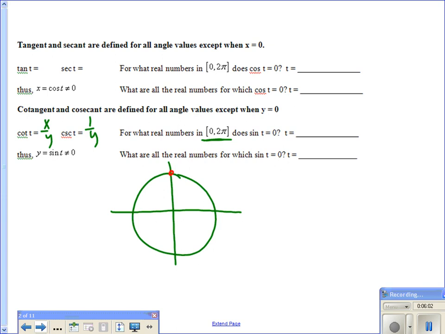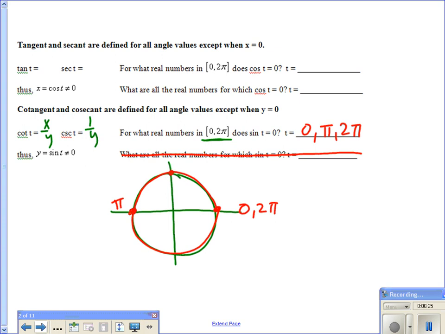Well, I know that my y value is 0 here and here, so this is 0 degrees, and then if we go all the way around to here, this is going to be pi, and then if I go all the way back around, this would be 2 pi, so that would be 0, pi, and 2 pi. We're going to skip this question for right now.